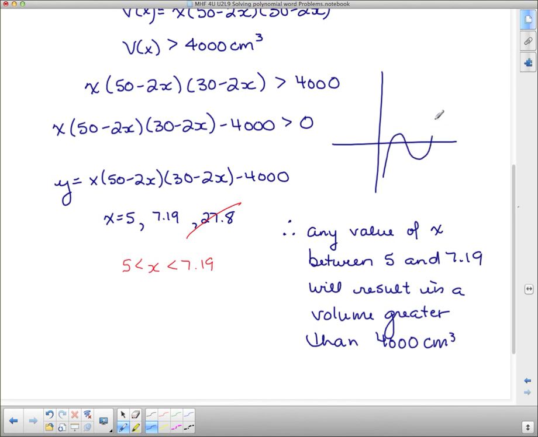Okay, so let's just take a rough sketch. This is what our function looked like. We're concerned where it's greater than 0, and it's greater than 0 over here, but those values of x are too big. It results in a negative volume, and that's no good. So what I really want is these ones right here, and I found those two intercepts right there to be 5 and 7.19.